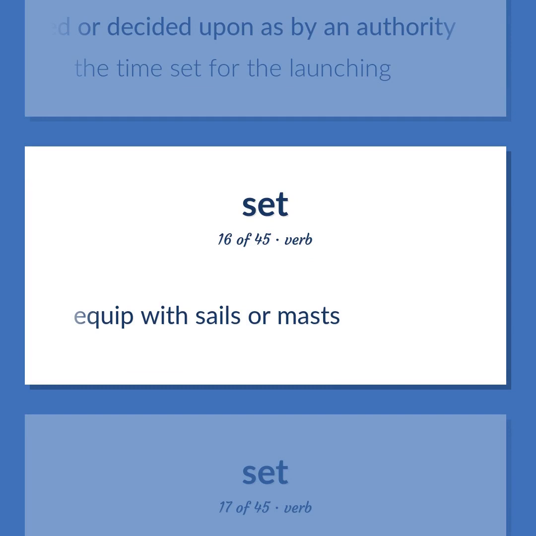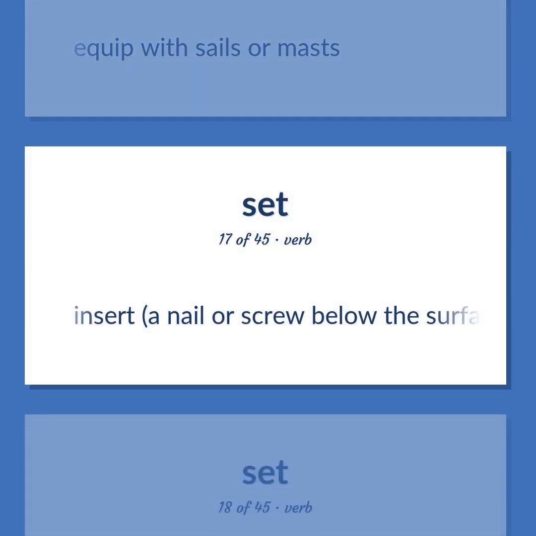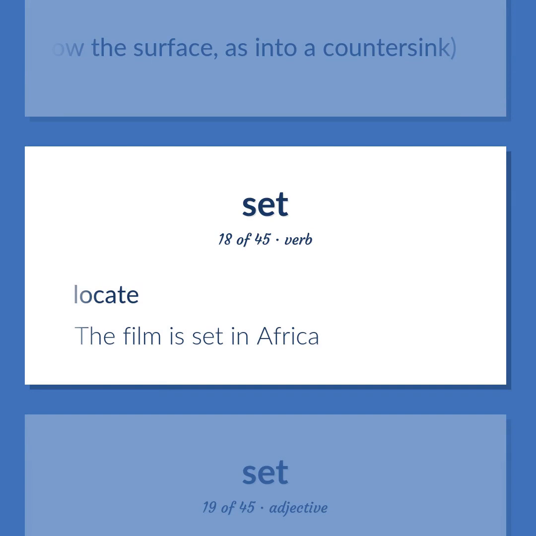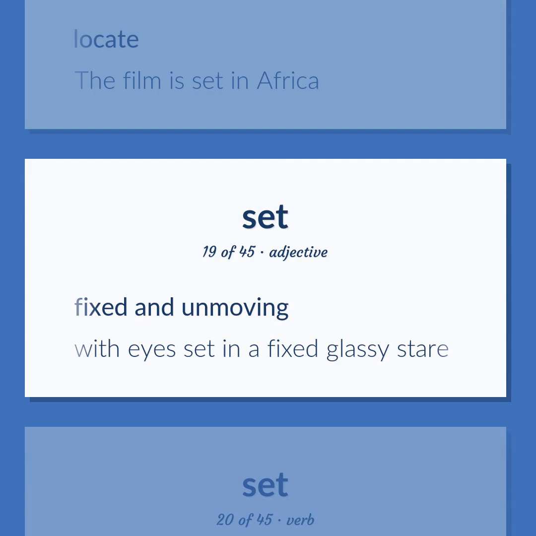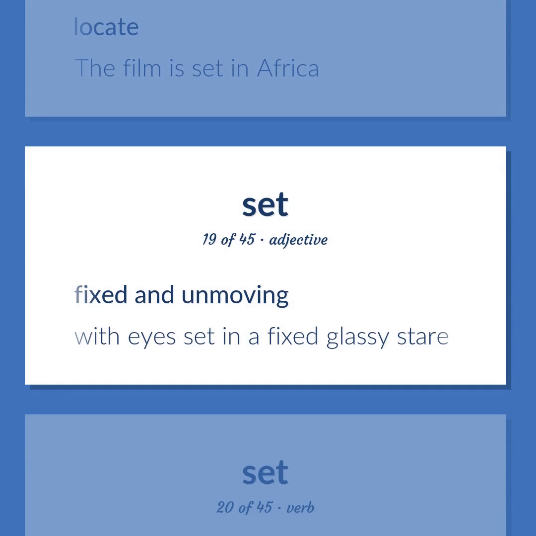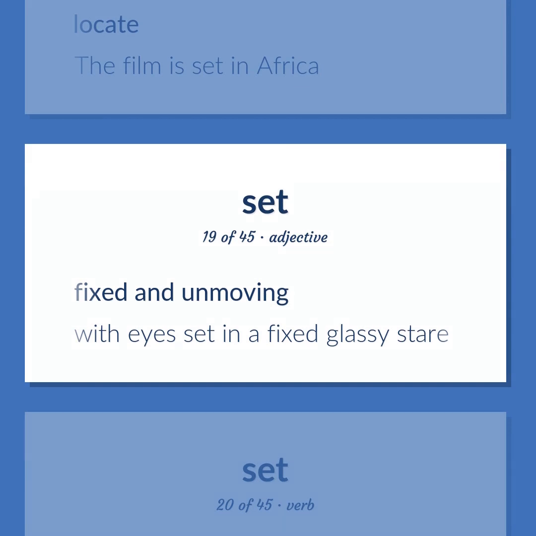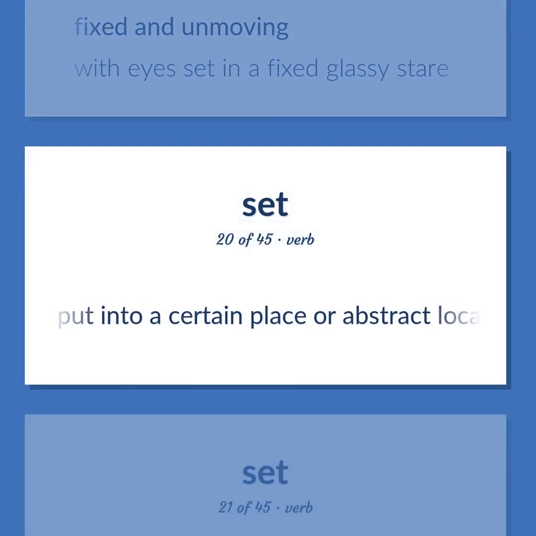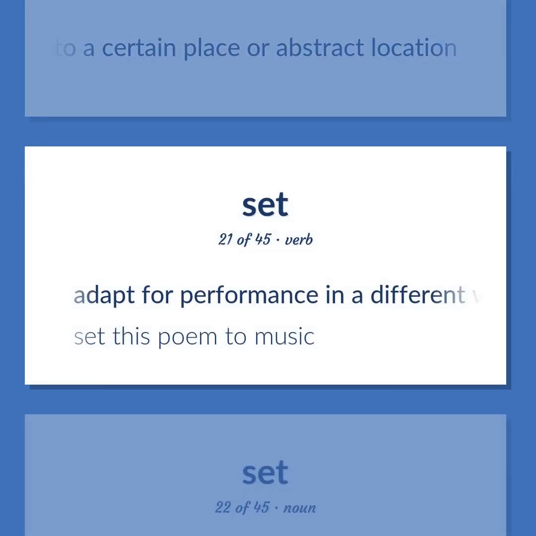Equip with sails or masts. Insert a nail or screw below the surface, as into a countersink. Locate. The film is set in Africa. Fixed and unmoving. With eyes set in a fixed glassy stare. Put into a certain place or abstract location. Adapt for performance in a different way. Set this poem to music.